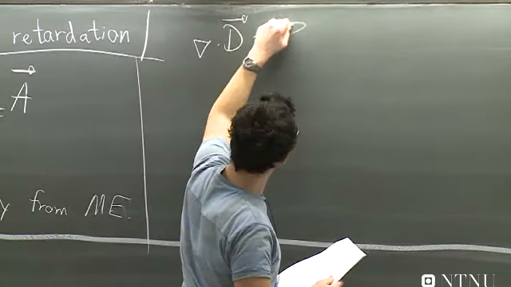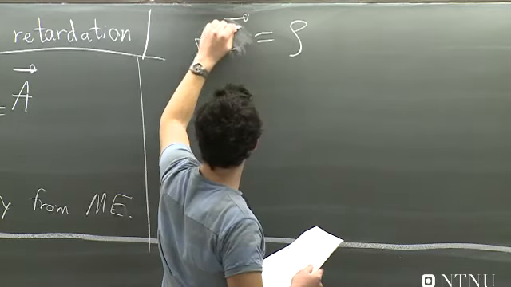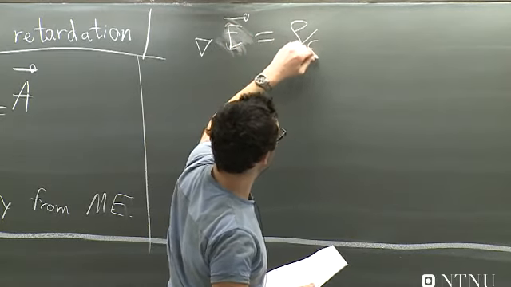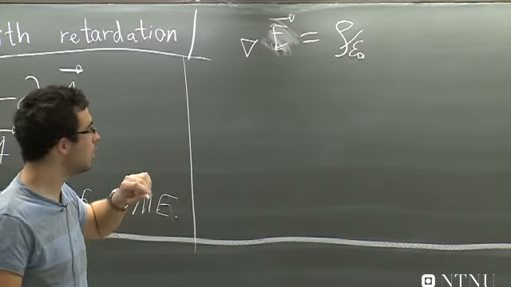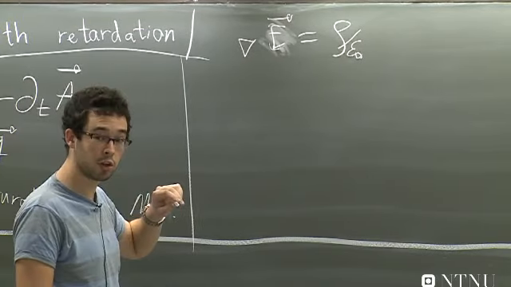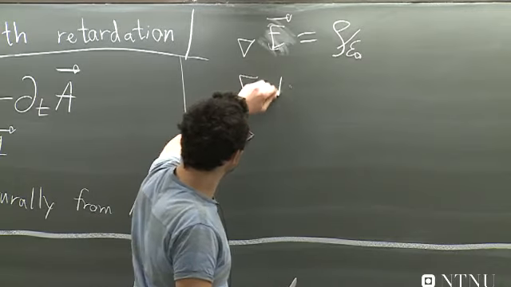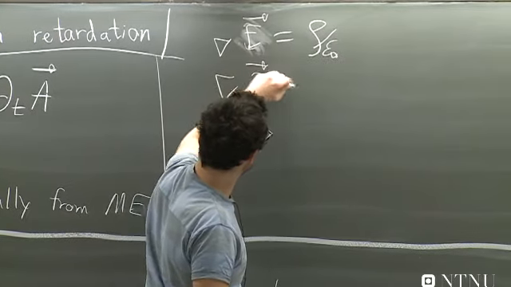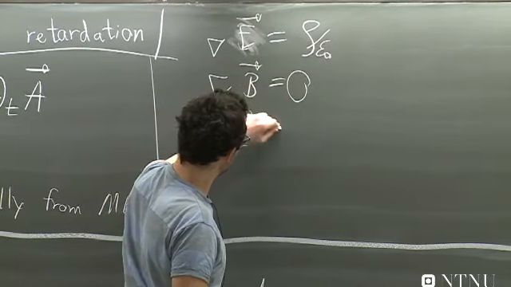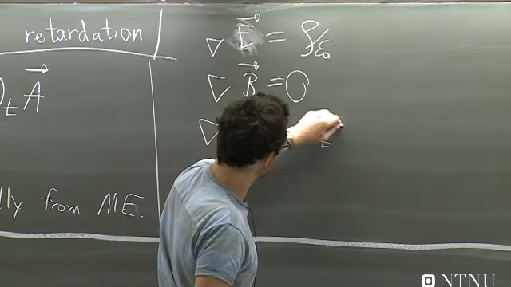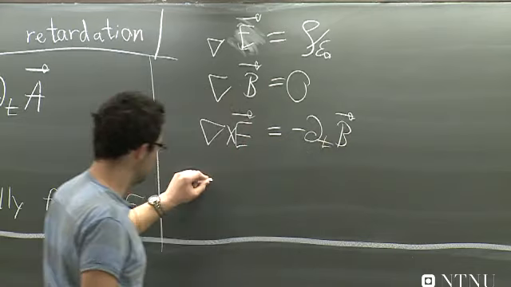Gauss law. Since we're in a vacuum, I'll jump right to the electric field and the magnetic flux density. Faraday's law. Finally, the Ampere's law.